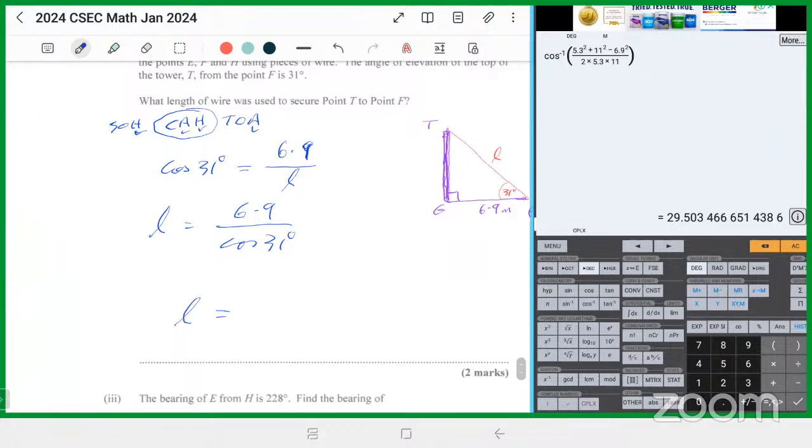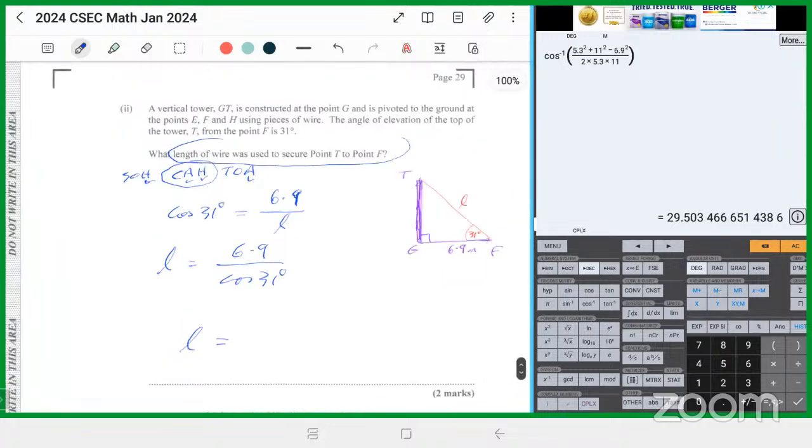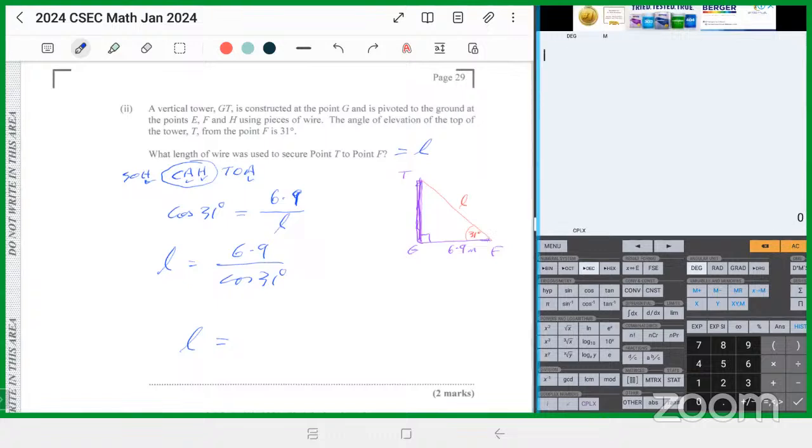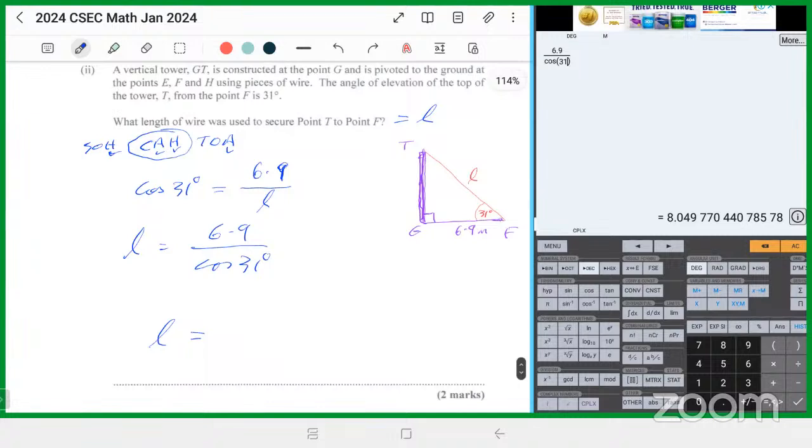All right, I'm going to tell them that the length of the wire, we're going to call it L. So I'm going to put L equals right here. So when we calculate L down here, they'll know that that's our answer. So it's going to be the fraction 6.9 over the cos of 31, and that is 8.05. Give the answer to three significant figures when they don't tell you how accurately you should give it. So it's 8.05 meters, right? Yes, we're working in meters. And that is our answer.